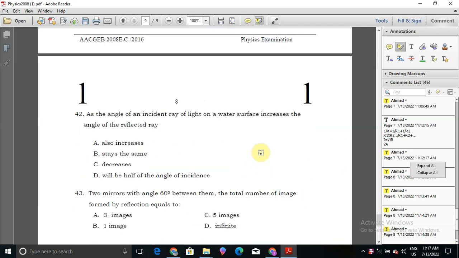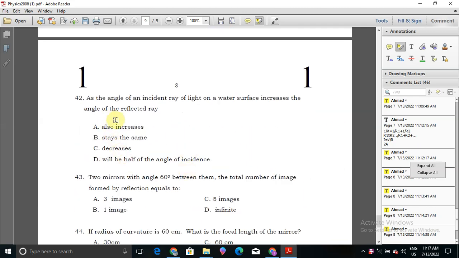Okay, now question number 42 says, as the angle of an incident ray of light on a water surface increases, the angle of the reflected ray also increases, or stays the same, or decreases, or will be half of the angle of incidence. As the angle of the incident ray of light on a water surface increases, the angle of the reflected ray also increases. So the correct answer for question number 42 is A.